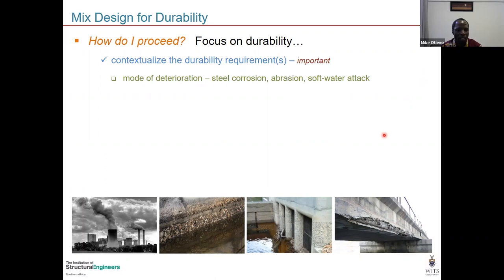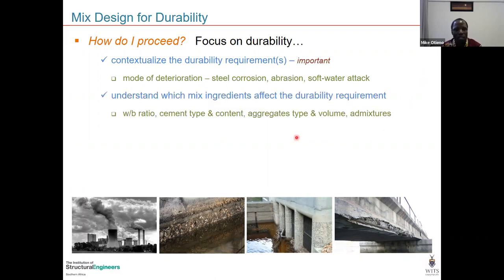deterioration mechanism or process. The next thing is to understand which mix ingredients affect the durability requirement, as I've already mentioned. Is it the water to cement ratio? If it is the water to cement ratio, what can I do to reduce, for example, the water to cement ratio? Should I use an admixture, for example, superplasticizer? Is it the type of cement or is it the content? Okay, so it is always better to minimize cement content as much as possible.